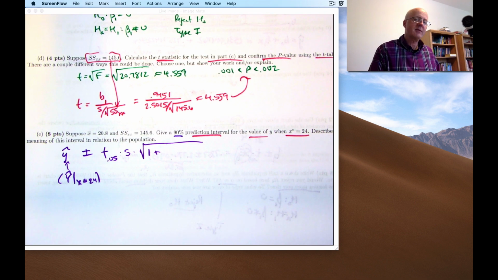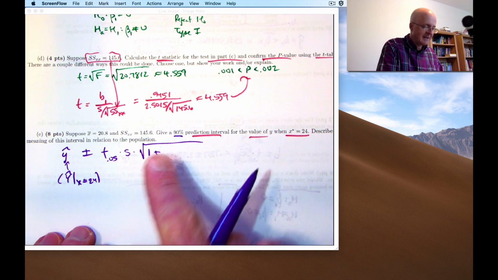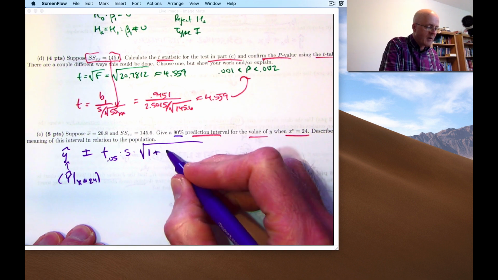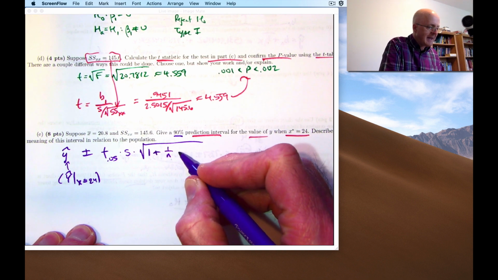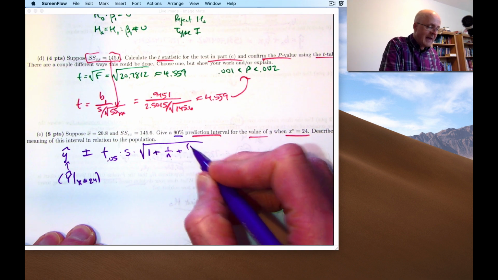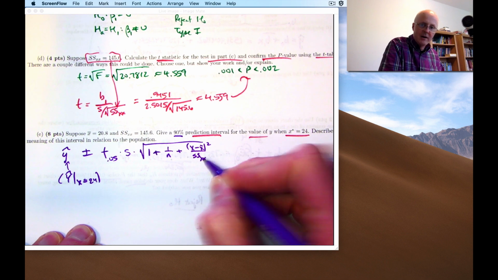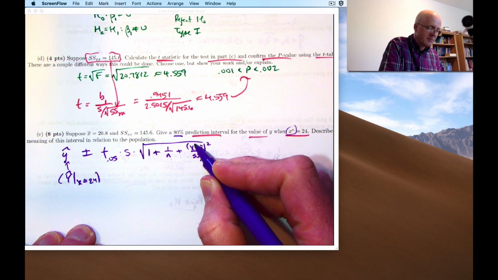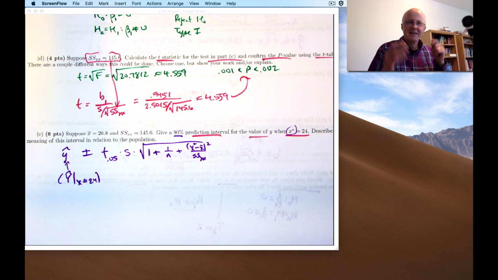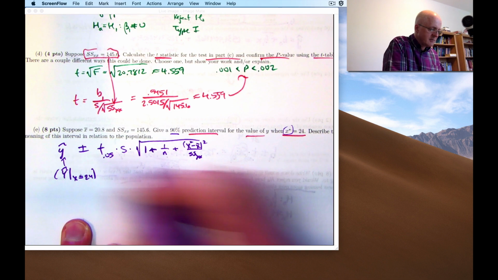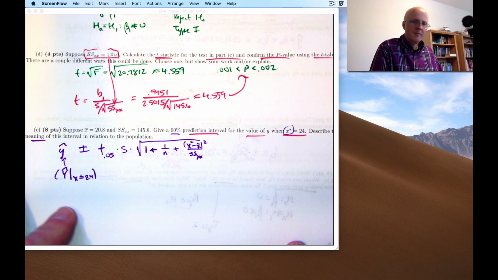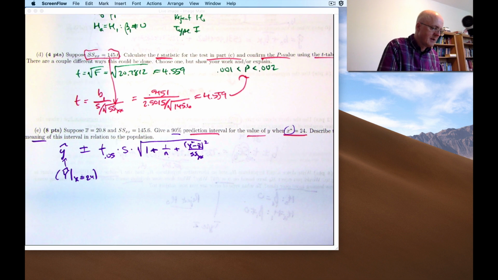When we're doing a confidence interval to estimate the mean, the 1 is not part of the formula here. It's 1 plus 1 over n. N is 10, not 8, careful, plus x minus x bar squared over SSXX, where if I'm going to use this x star notation, I'd also put a little star there. The star just means it's a special number. It's not a power or anything. That's the formula to use, and then we do want to interpret the meaning of the interval in relation to the population.